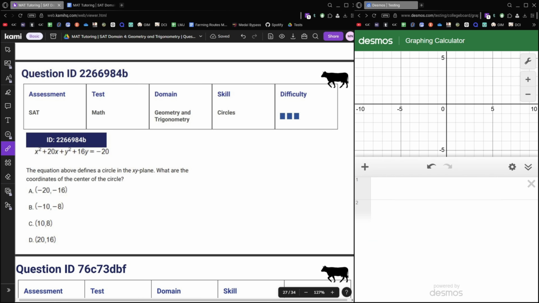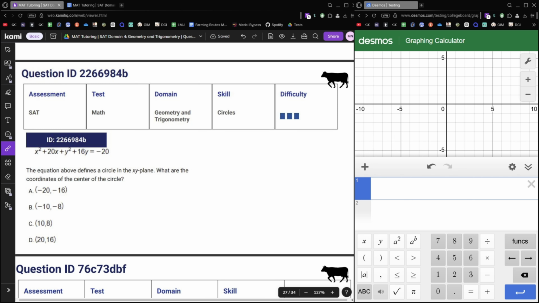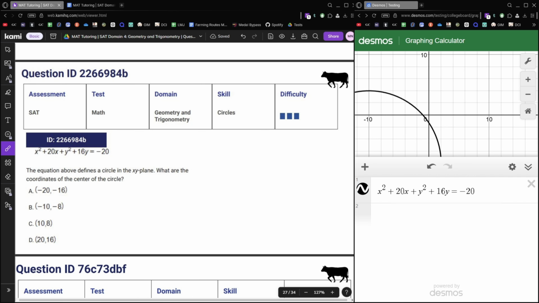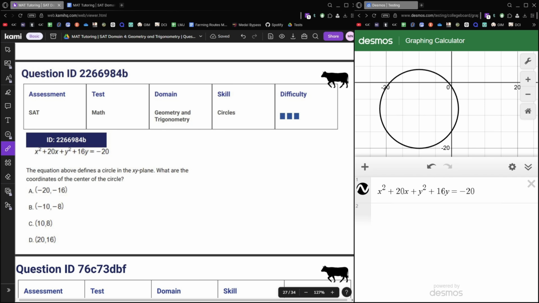Slide number 27. Once again, we are given an equation of a circle and we want to find the center. First thing you want to do, just type that equation into Desmos. Alright, here is our circle. Now we want to find our two endpoints. So we're going to click on the circle. Now be careful. These two are not endpoints. They're just x-intercepts. These two are also not endpoints. They're just y-intercepts. Now these two, these would be our endpoints.